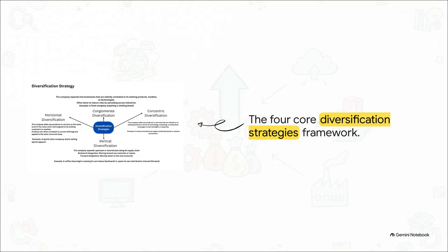There are 4 specific, highly testable directions a company can take when they decide to diversify: horizontal, vertical, concentric, and conglomerate. So let's break these down one by one. That way you can easily identify them in a scenario question and mathematically justify the strategic shift.